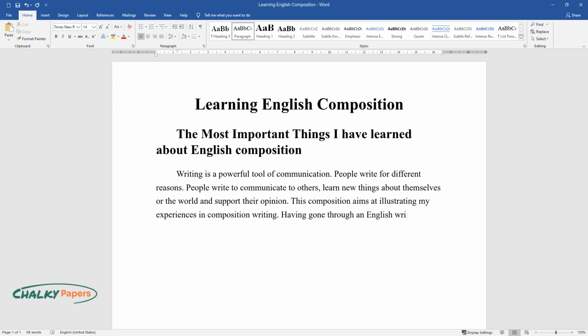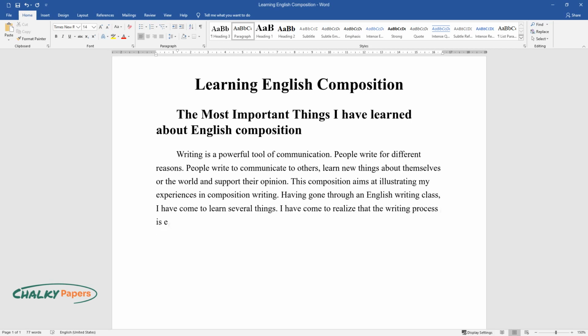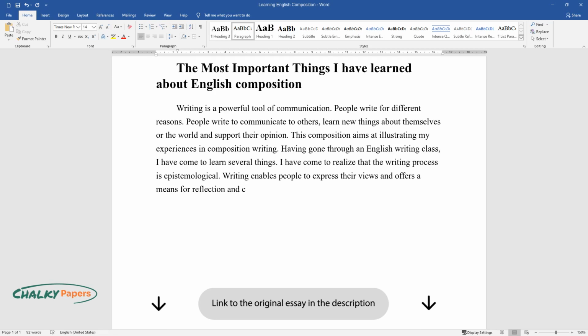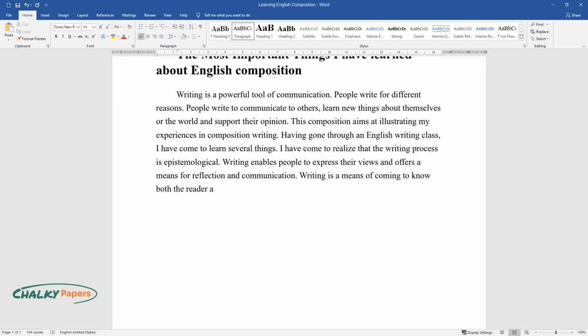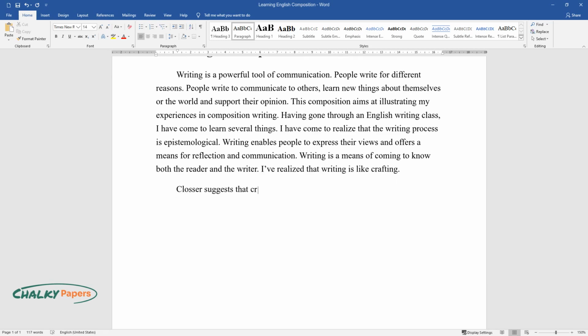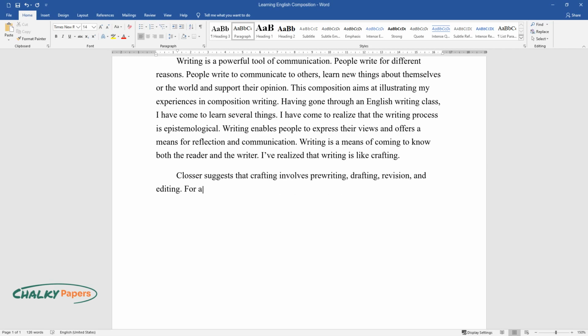Having gone through an English writing class, I have come to learn several things. I have come to realize that the writing process is epistemological. Writing enables people to express their views and offers a means for reflection and communication. Writing is a means of coming to know both the reader and the writer. I've realized that writing is like crafting. Closser suggests that crafting involves pre-writing, drafting, revision, and editing.